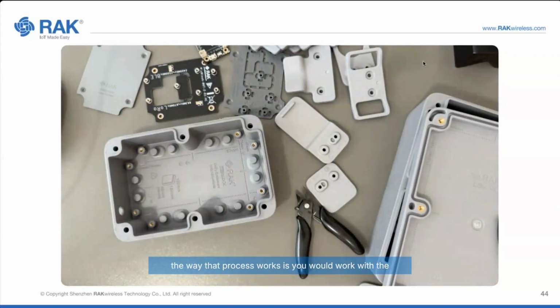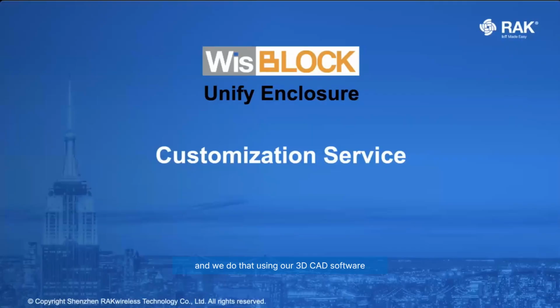The way that process works is you would work with the RAK team. We can design the customizations for customers. We do that using our 3D CAD software. We can engineer that in collaboration with the customer or channel partners, or the customer can download the 3D data themselves if they have the skills in-house, and they can design the customization that they need. And we will always verify that to make sure that can be manufactured.